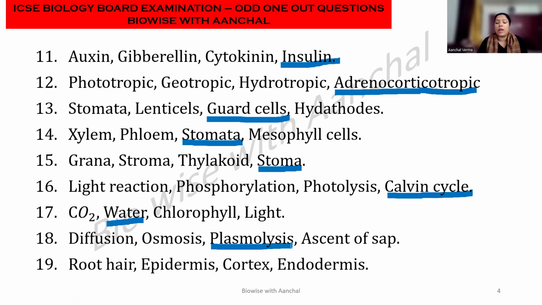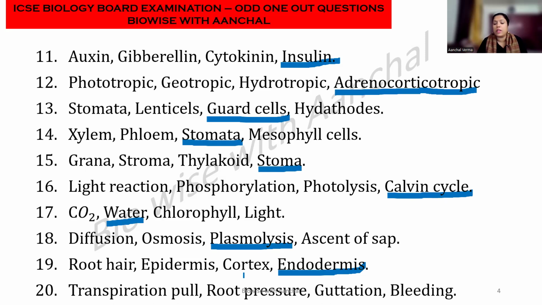Root hair, epidermis, cortex, and endodermis. Now, here endodermis is not required for the movement of water. It is root hair, epidermis, cortex, then you have pericycle, and then you have the entry into the vascular bundle. So here, endodermis is the odd one out, and the rest are all the cells involved in water absorption by roots.